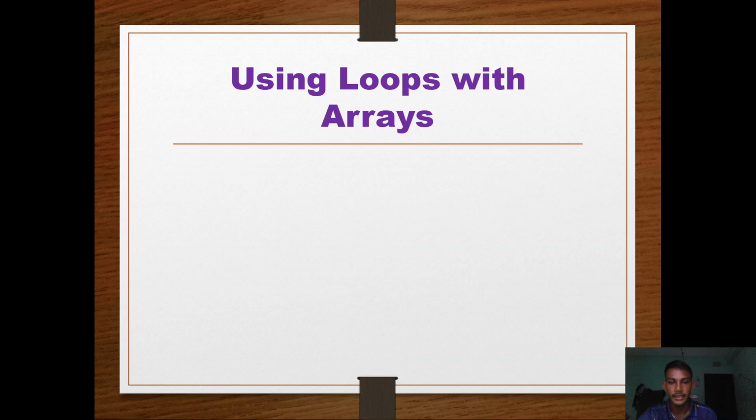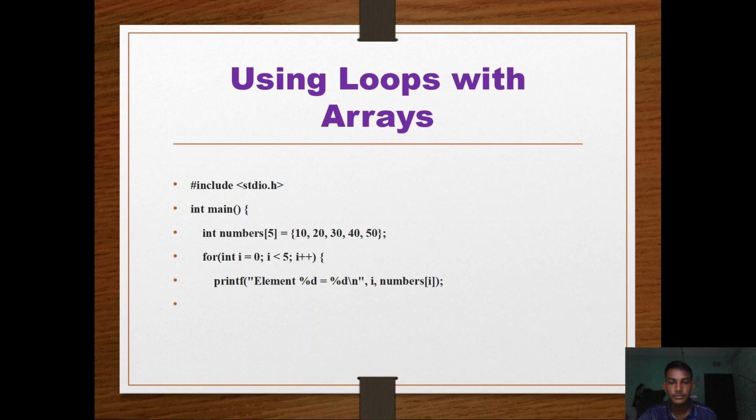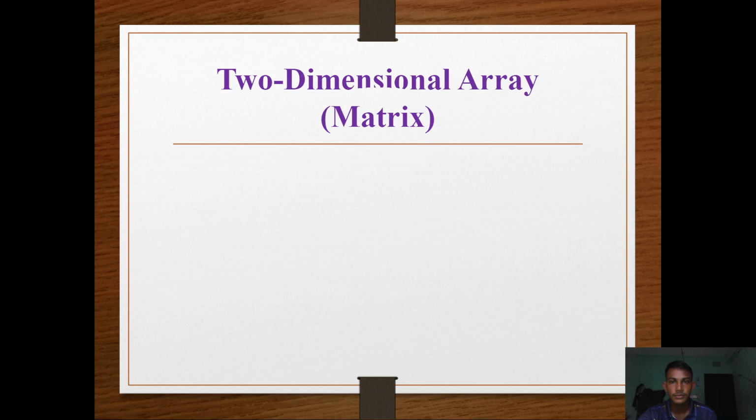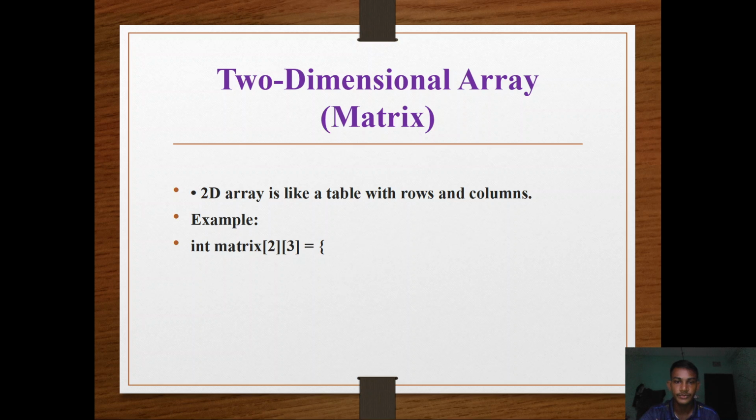Using loops with arrays. The best thing about arrays is that they work perfectly with loops. Here is a simple program. Two-dimensional array, matrix. Arrays can also be two-dimensional, meaning they have rows and columns like a table. For example, int mat[2][3] represents a table with 2 rows and 3 columns.